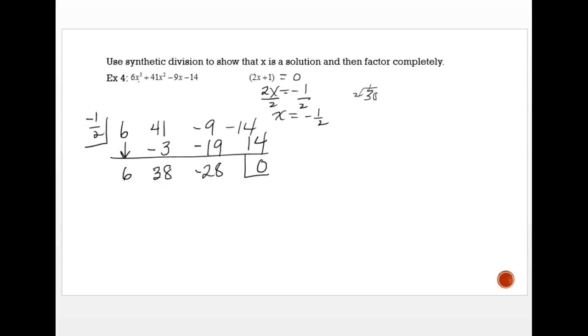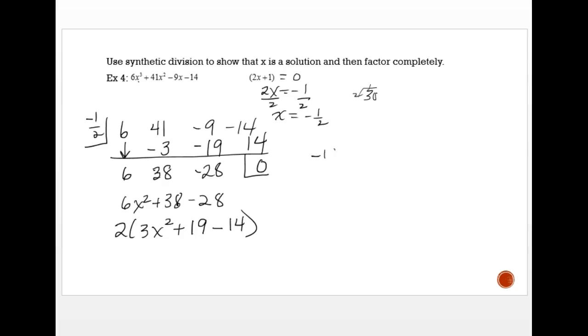Now, this was x to the third, so let's do this. 6x squared plus 38 minus 28. So I might use a good old quadratic formula on this, or if you want to factor out a 2, we could make these numbers a little bit smaller. 19. All right, so let's use quadratic formula here.